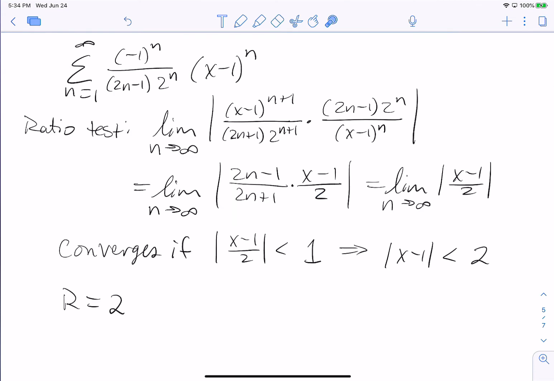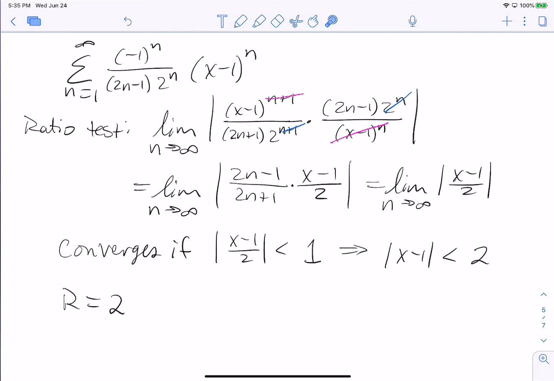For the ratio test, we've got the limit as n approaches infinity of the absolute value of the n plus first term, which is x minus 1 to the n plus 1 divided by the quantity 2n plus 1 times 2 to the n plus 1, times the reciprocal of the nth term, which is 2n minus 1, that quantity times 2 to the n, divided by x minus 1 to the n. All but one factor of x minus 1 divides out. All but one factor of 2 divides out.